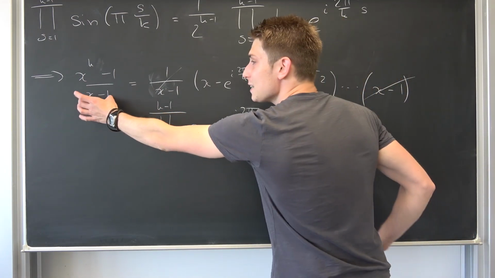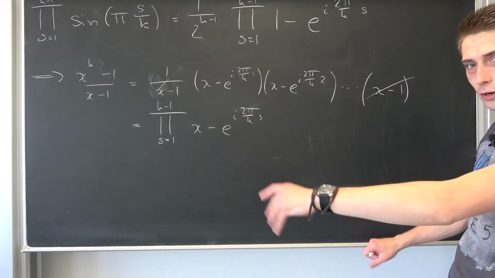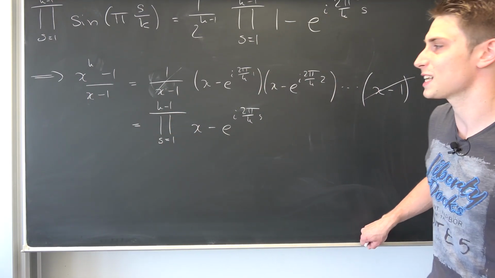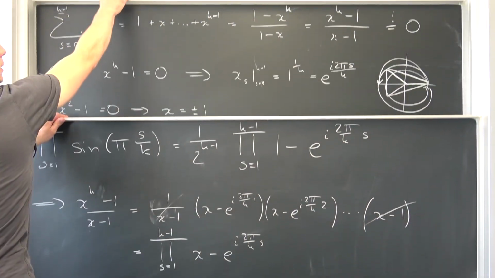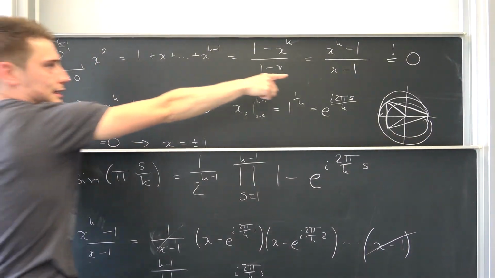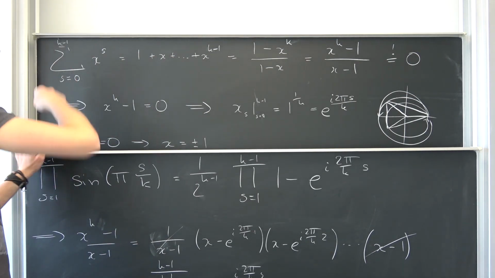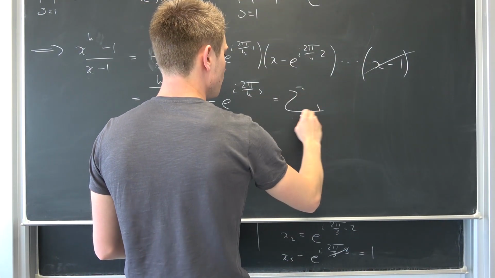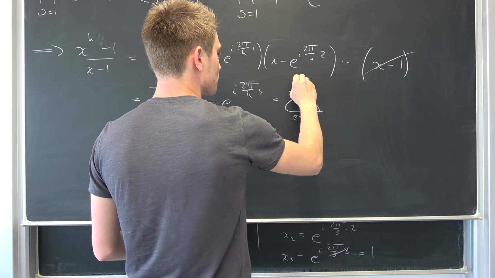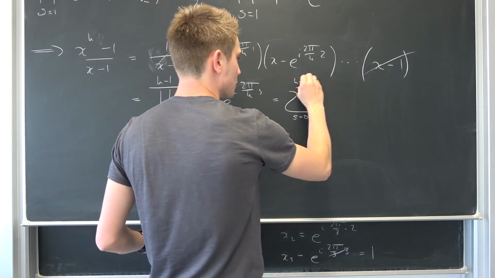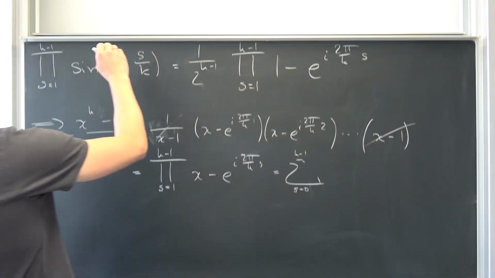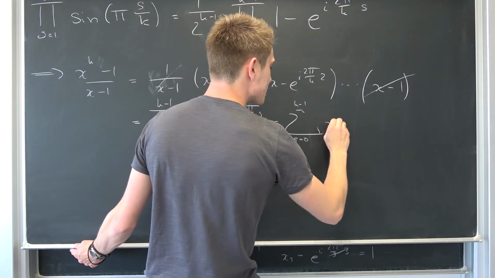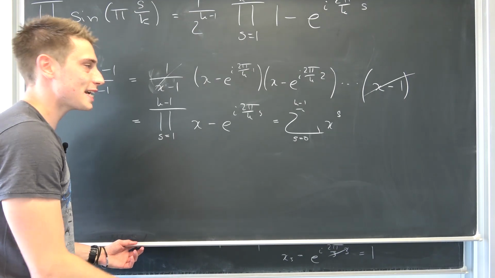Well, right here this would pose a problem, but we can also look at it from the other side of the medal, namely that this thing is nothing but this polynomial right here. Okay, the simple polynomial. A sum running from s being equal to 0 to k minus 1 of x to the s power. Don't want any mistakes here.